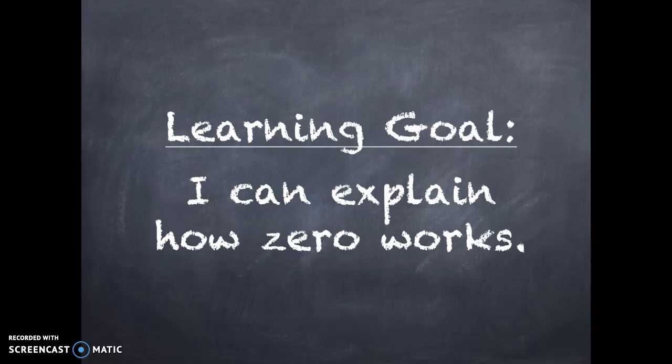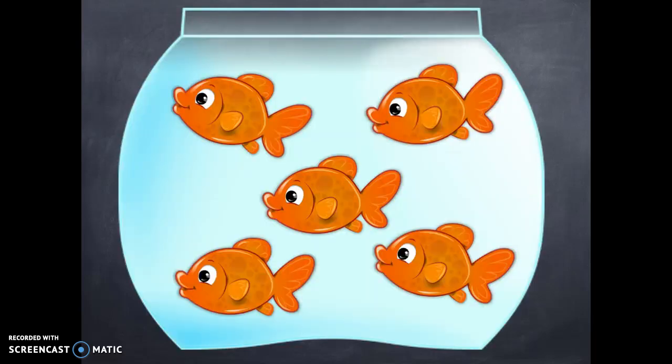Okay, well, today we're going to talk about how zero works. Now, zero means none or nothing. So we need to figure out how to get to zero when we do have objects. So, for example, here's my fish bowl with my cute little fishies in them. Aren't they so cute? How many fish do you see there, friend?